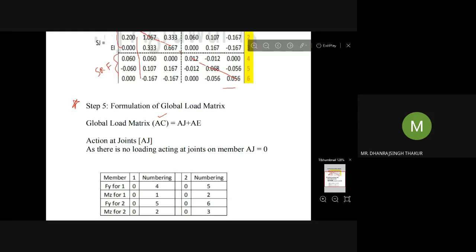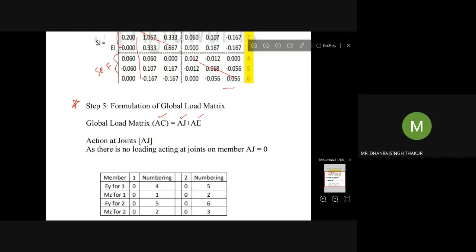Okay, and the AC matrix is the addition of AJ plus AE. The same equations we have used in the truss also, but in case of truss, it is loaded at the joint, so there is no load on the member. In case of plane truss I am talking. So as there is no load on the member, the AE matrix is 0.